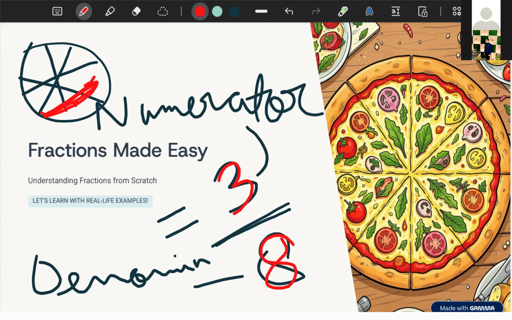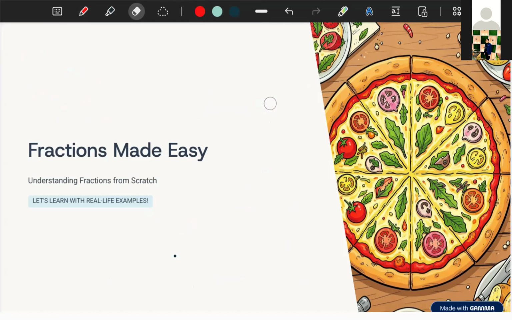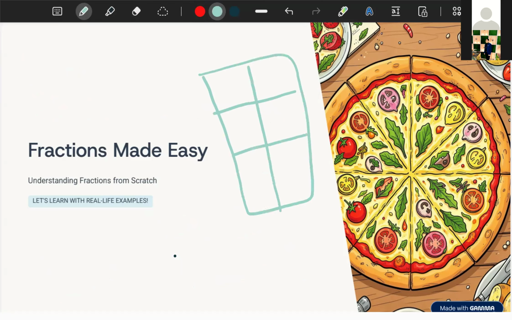Suppose I take another example. This was a pizza. Let's take an example of a chocolate. Suppose we have this chocolate. This chocolate has one, 2, 3, 4, 5, 6, 7, 8 squares. Yes, we have 8 squares. So this chocolate has 8 equal squares.